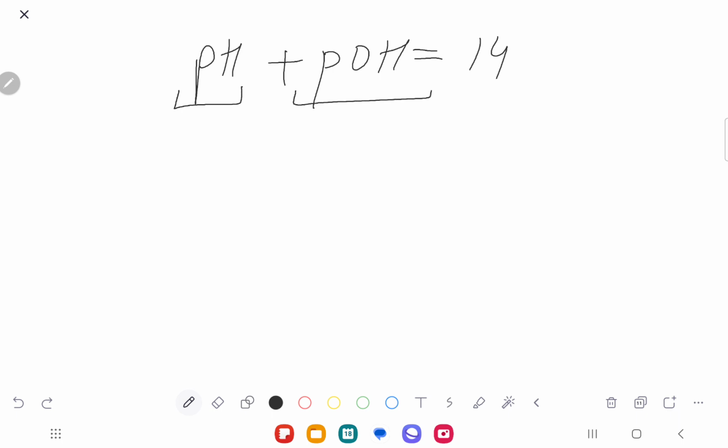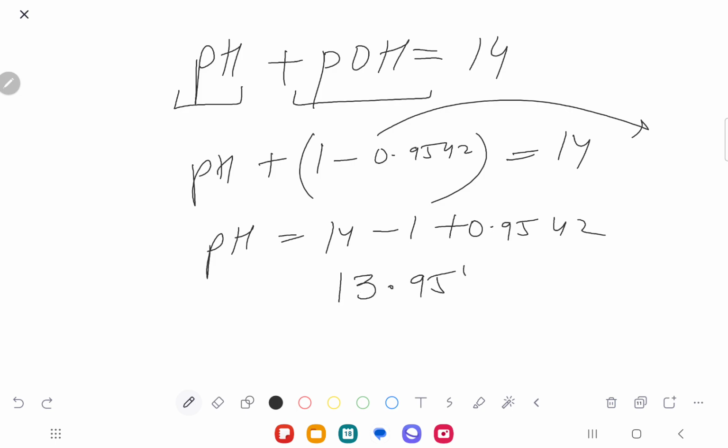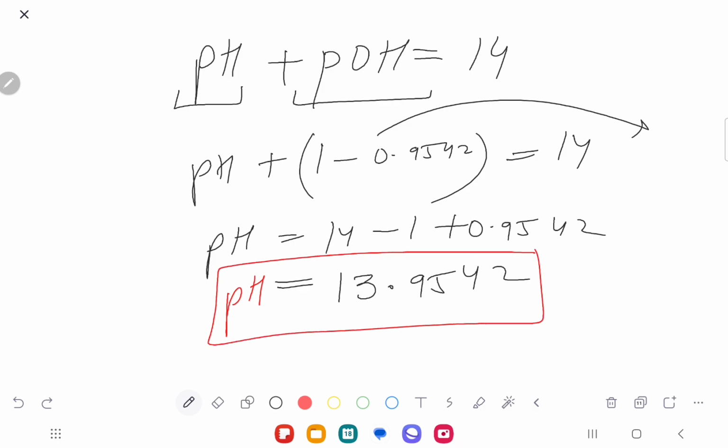So what is going to be my pH? I know pH plus POH is going to be what? For every solution, the sum of the pH and POH is 14. So if I've calculated 1 minus 0.9542 as my POH, plus pH, that should be 14. So if I subtract everything, pH shall become 14 minus 1 plus 0.9542. So that is going to become 13.9542, which is going to be my pH. Understood or not? All right, so that is my answer.